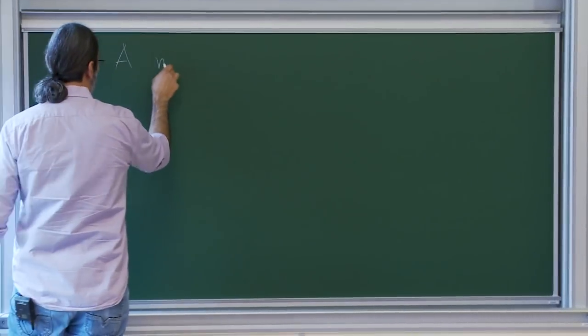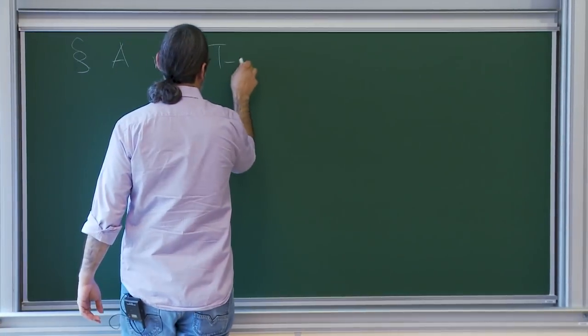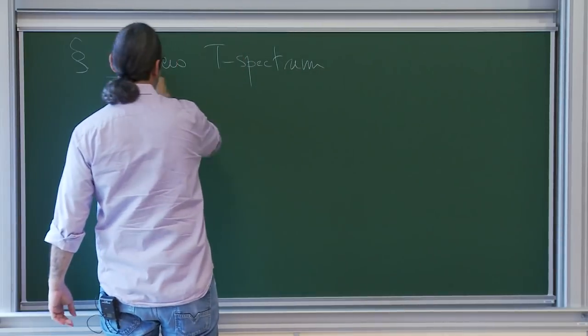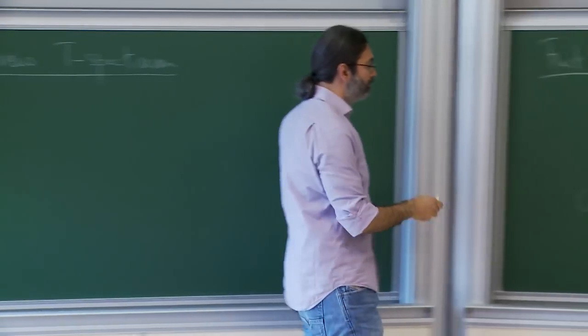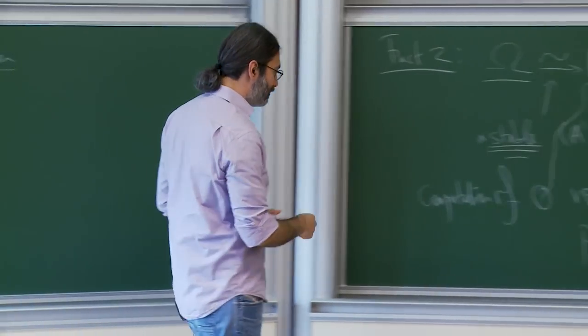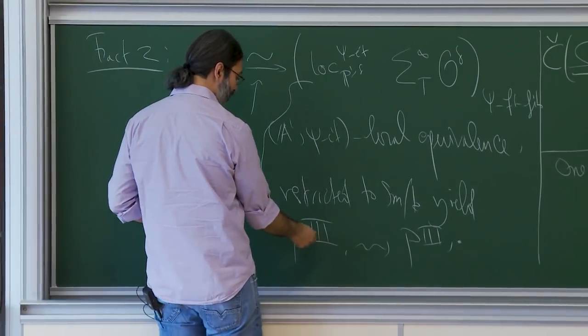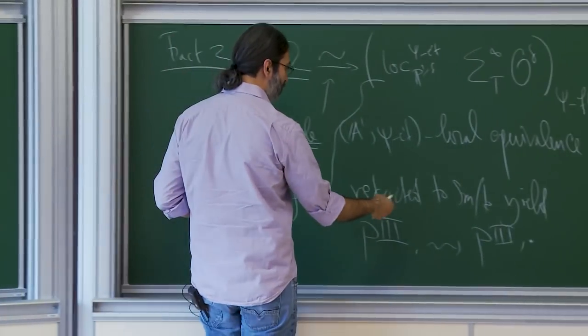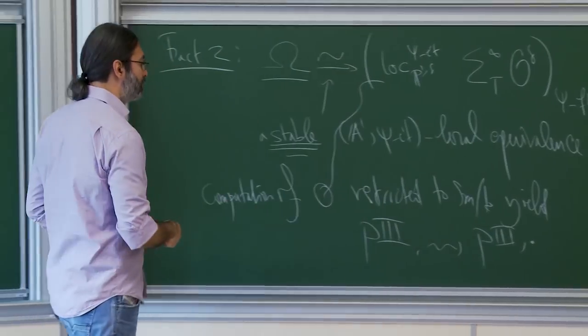I want to introduce a new T spectrum. So this is again a spectrum which will give a model for omega. I will not do the computation, so I will not tell you what is p, what is the restriction of this new model to smooth varieties and how it looks like.